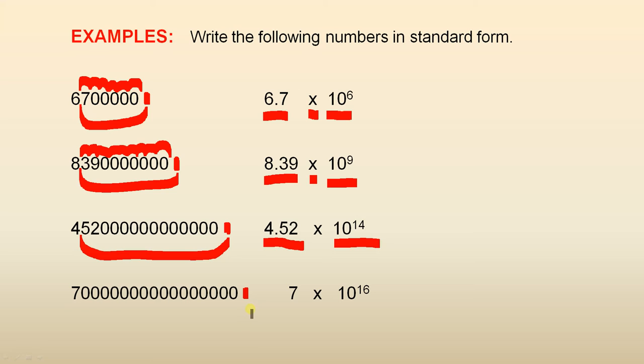And the last one, way back here, just after the 7, because that gives us the number 7. Now, let's see how far back we have to go. 1, 2, 3, 4, 5, 6, 7, 8, 9, 10, 11, 12, 13, 14, 15, 16. So it's 7 times 10 to the power of 16. So this is how you represent very large numbers, and you'll notice all these indices here are positive.